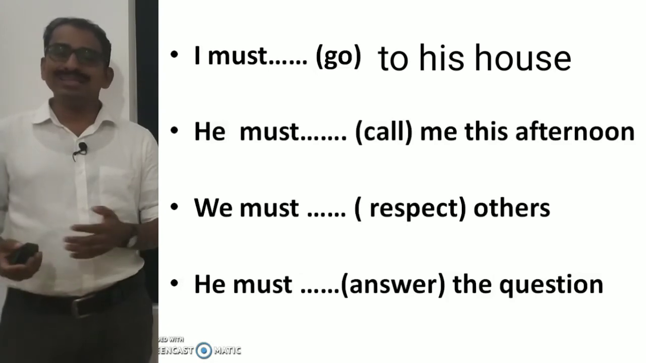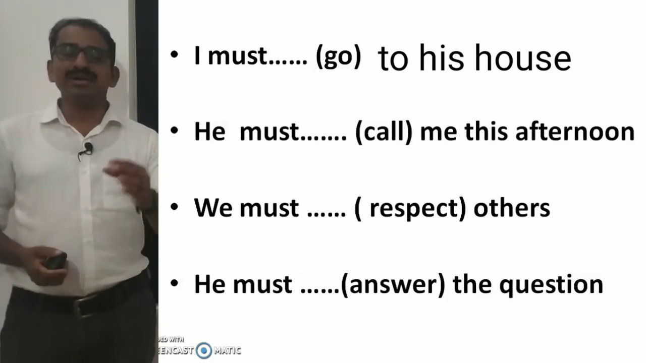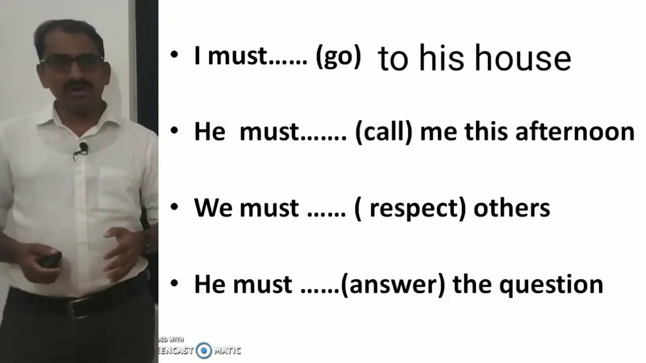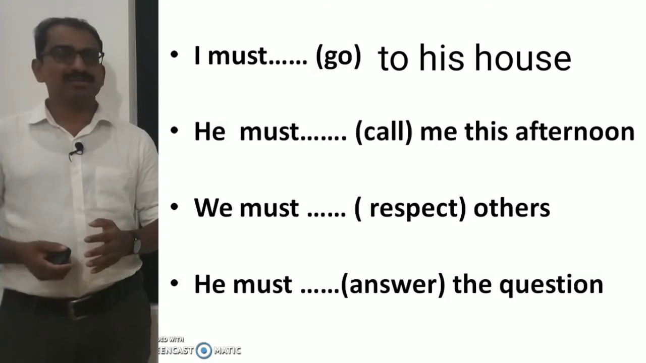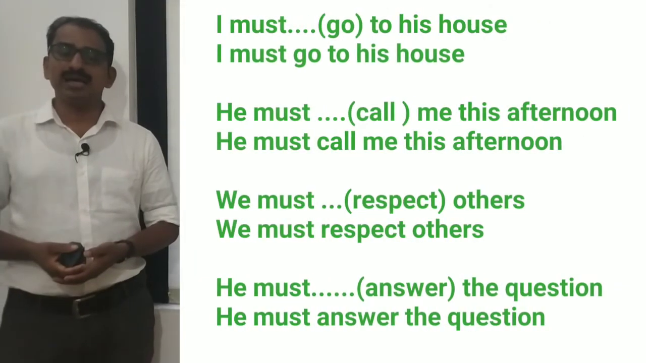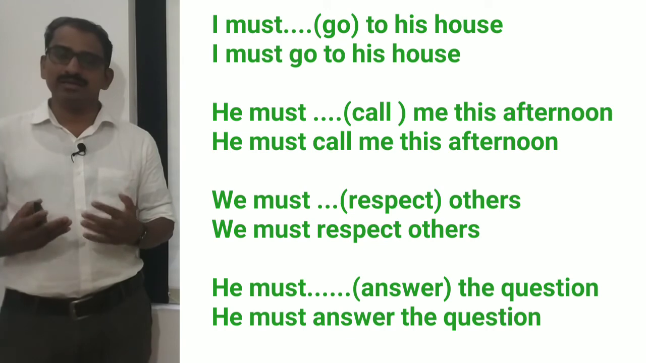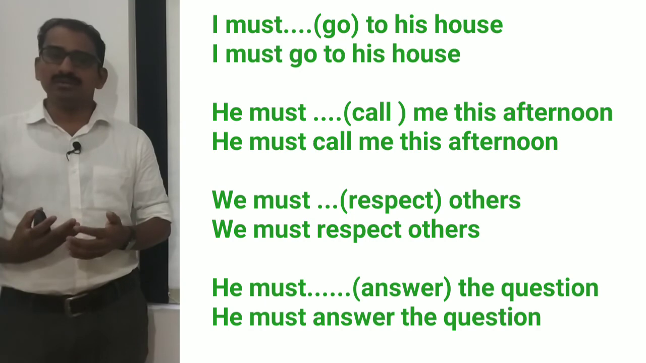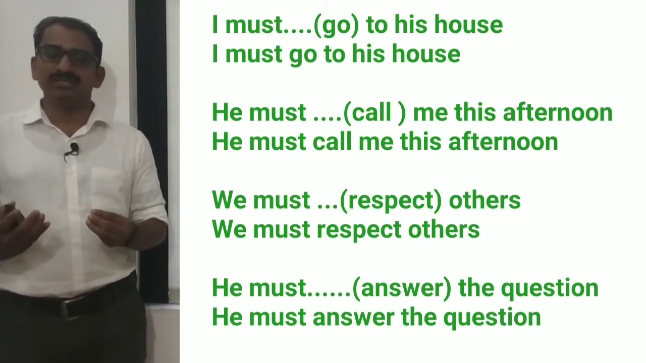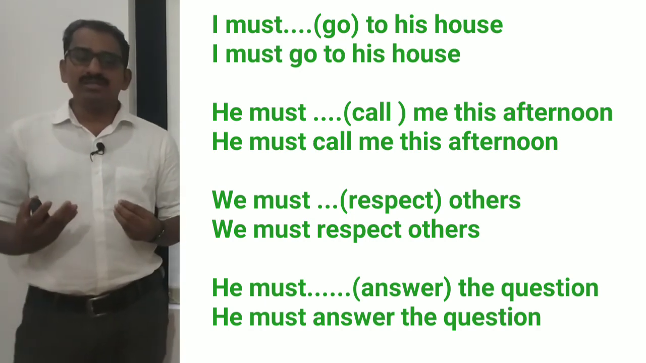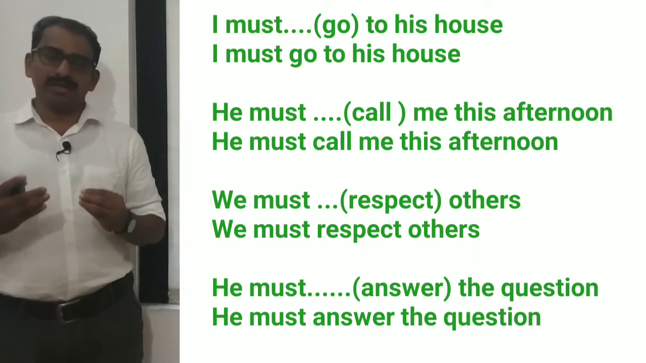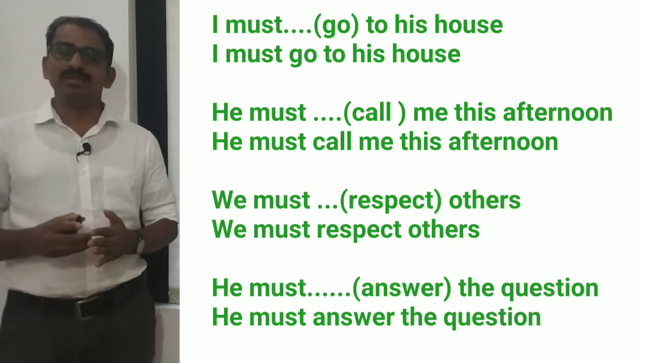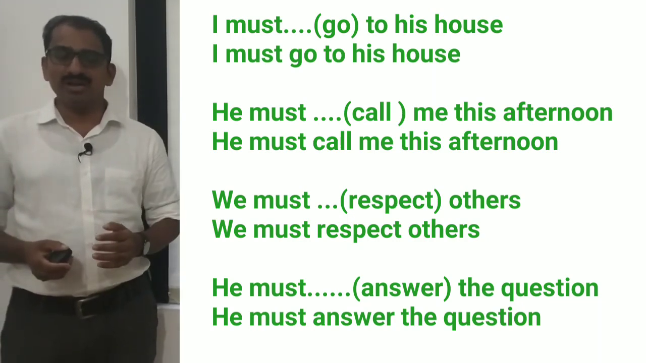He must call me this afternoon. We must respect others. He must answer the question. Pause the video, then you make it correct. I must go to his house. ഞാൻ അവൻ്റെ വീട്ടിലേക്ക് തീർച്ചയായും പോവണം. He must call me this afternoon. അവൻ തീർച്ചയായും, നിർബന്ധമായും ഇന്ന് ഉച്ചയ്ക്ക് ശേഷം എന്നെ വിളിക്കണം. We must respect others. നമ്മൾ മറ്റുള്ളവരെ നിർബന്ധമായും ബഹുമാനിക്കണം. He must answer the question. അവൻ നിർബന്ധമായും ഉത്തരം പറയണം.